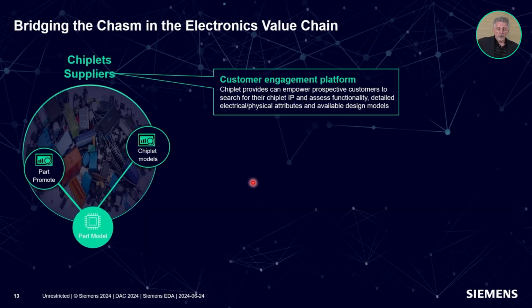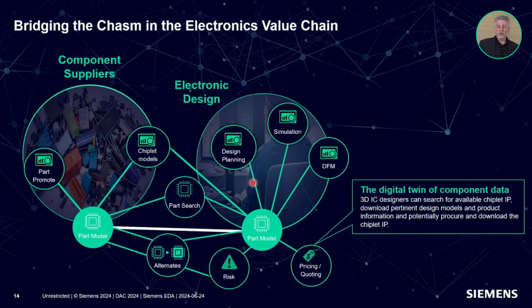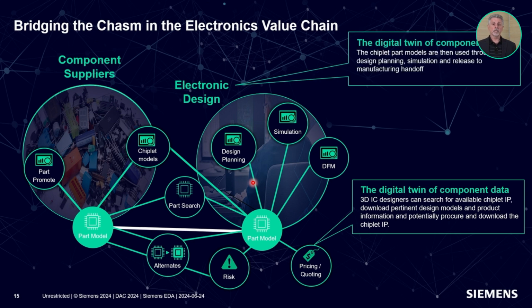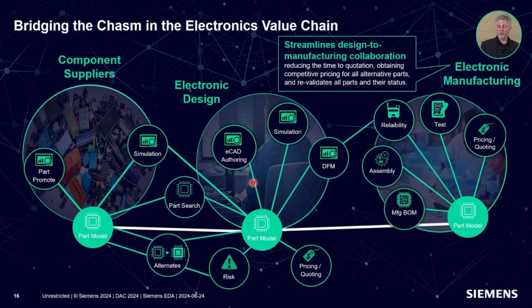So this gives the chiplet suppliers the ability to define essentially the information about their products in an electronic catalog that the designers can then look at, to see the different parts that are available and choose the ones that are best suited for the particular design. And then the models can be used for the design and verification process, and eventually to hand that off to manufacturing.